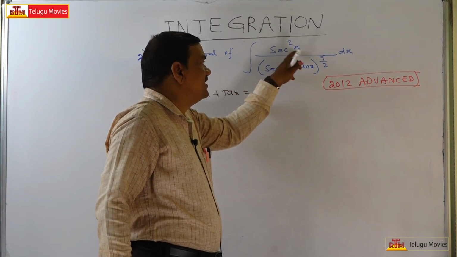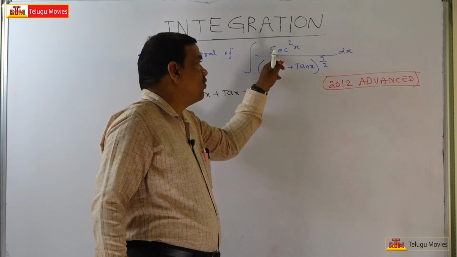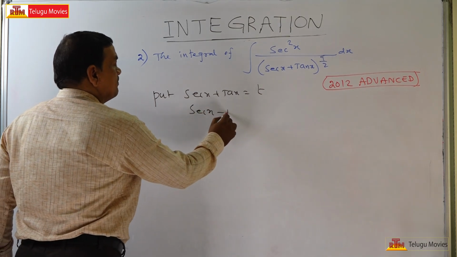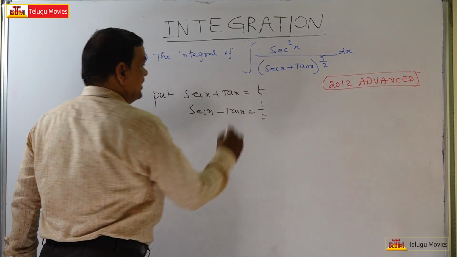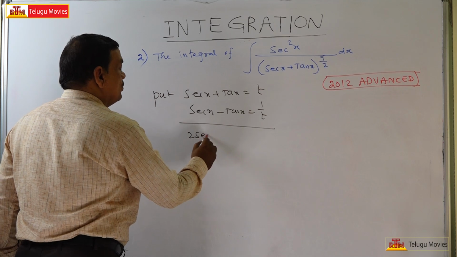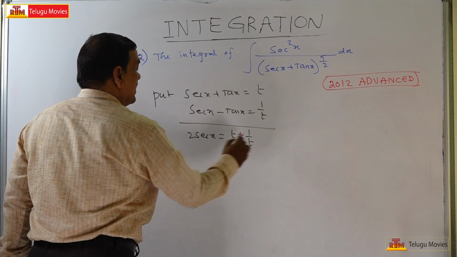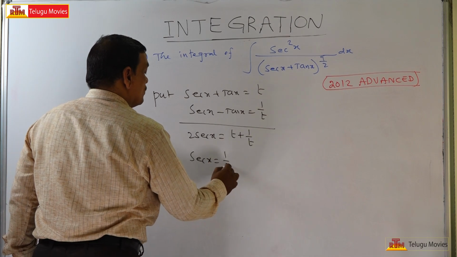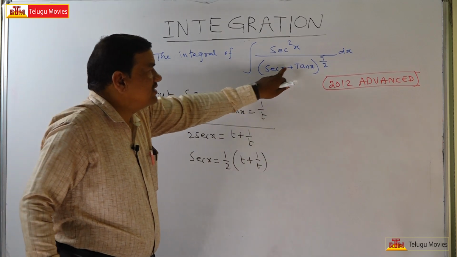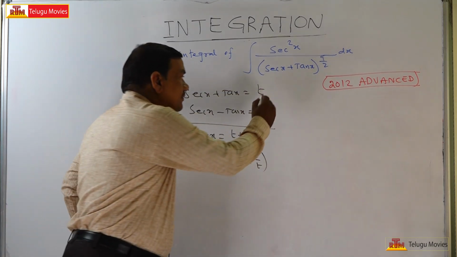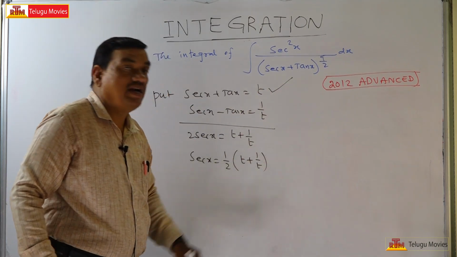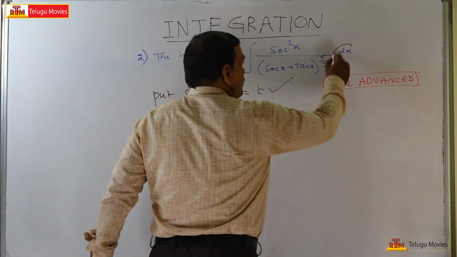Then what will we put in place of secant x? We know that secant x minus tan x is equal to 1 by t. So if you add them, 2 secant x is equal to t plus 1 by t. Therefore, secant x is equal to 1 by 2 of t plus 1 by t. Happy? So in place of secant x plus tan x, I will put t. In place of secant x, I will put 1 by 2 times t plus 1 by t. Then what about dx?